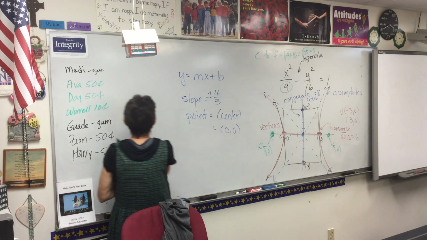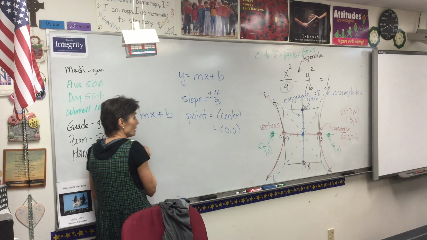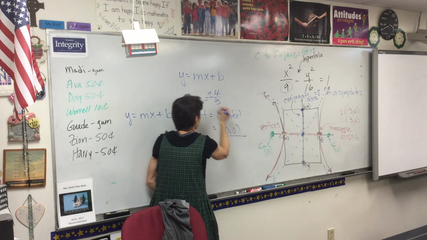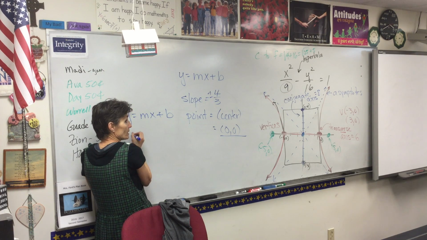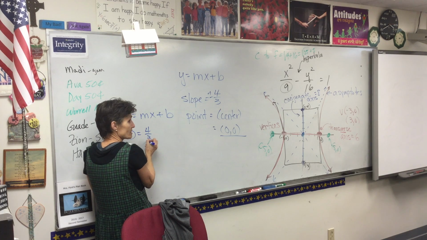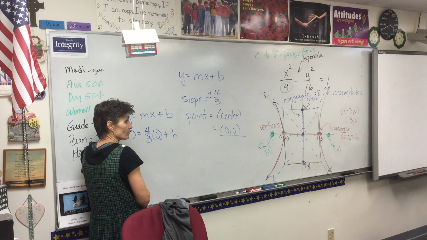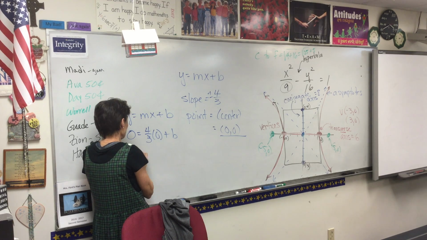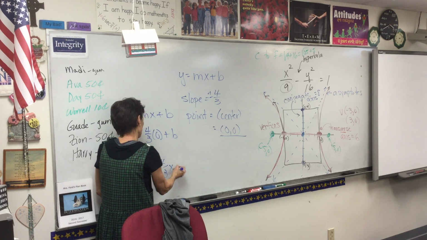So now, y equals mx plus b. This is good review. I'm using this point, and I'll do positive 4/3 first. So 0 equals 4/3 times 0 plus b. B turns out to be 0, so that equation is 4/3 x plus 0.